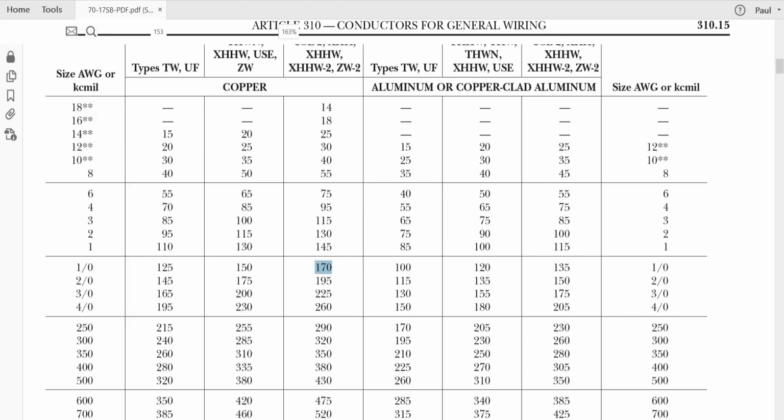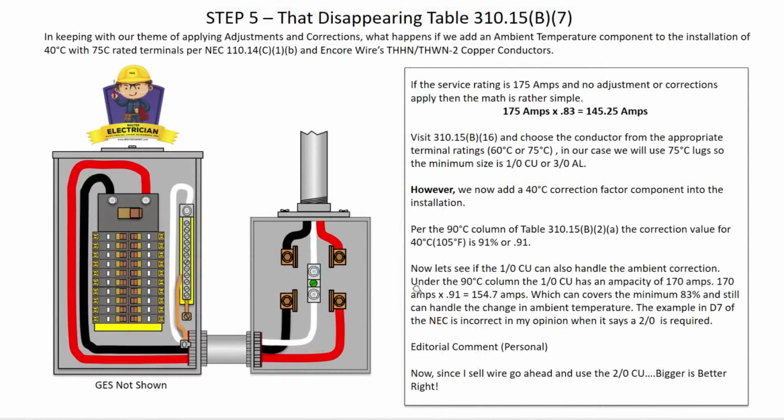So now let's go back. So that's a 1/0. Let's go back to the calculation here. So I know that it's 1/0. It's good for 170 under the 90. Now I want to apply the adjustment, the correction because of ambient to this conductor and see that it's still going to be okay, or at least it's still going to be good for 83%.